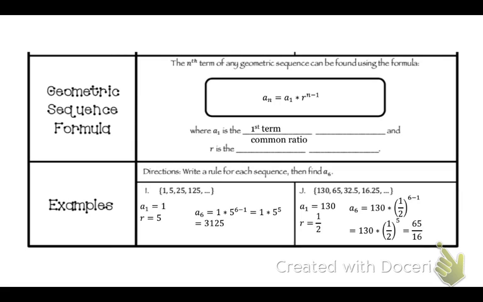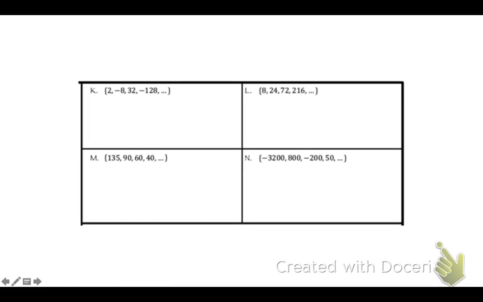Okay, and again, I forgot to write the rule. Sorry, I am forgetful. So a sub n equals the first term, 130, times the ratio raised to the n minus 1 power. And that's our rule. Let's go to these next ones. Actually, you can do these, and those are what you should get.